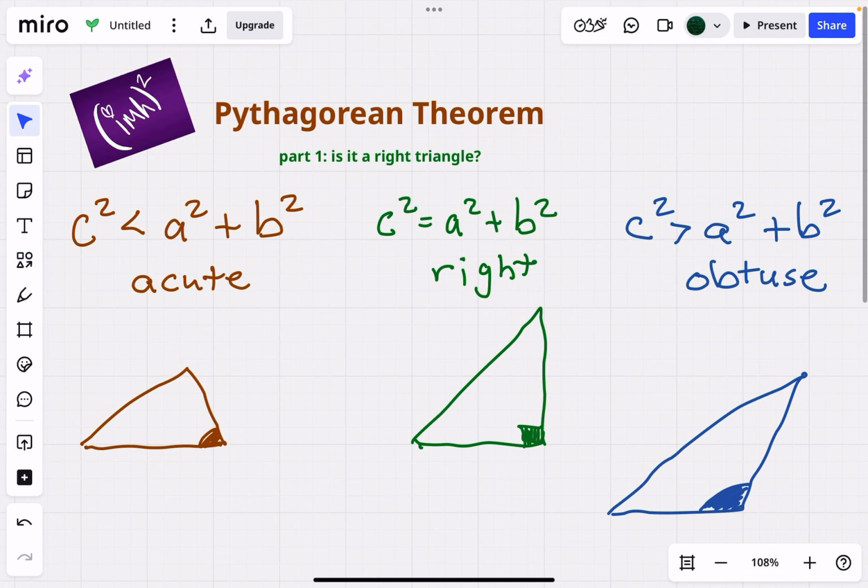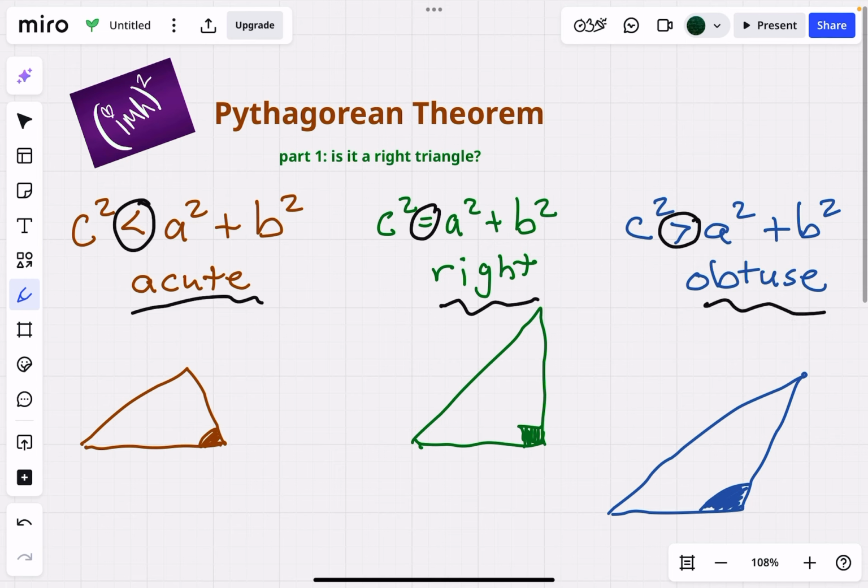So the key here is to focus on this part right here. When you've simplified it, is it going to be that the c squared is less than the sum of a squared and b squared? If so, it'll be acute. If it's equal to, it'll be a right triangle, and if it's actually greater than, then you're looking at something obtuse.